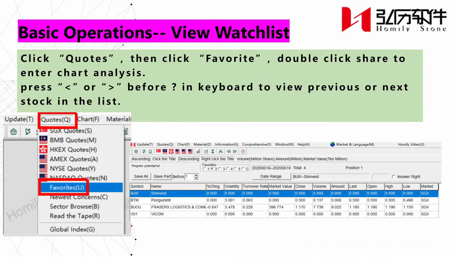If we put some shares already, how to view them one by one? We just click codes, then click favorite, so all the list will appear. We right click the percentage change, so you will have a very quick view of which one is rising, which one is sleeping, and which one drops. Very easy. Double click, it will enter the chart analysis.